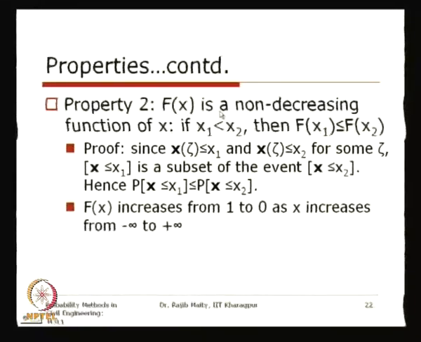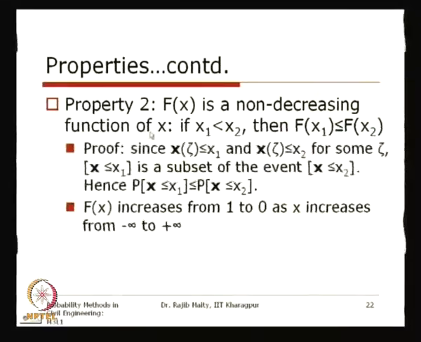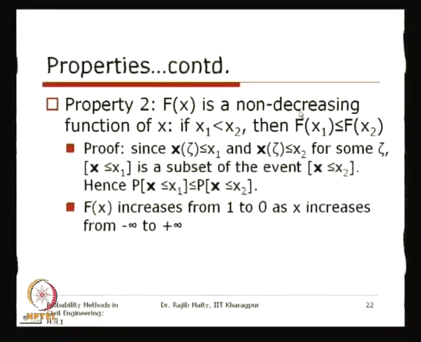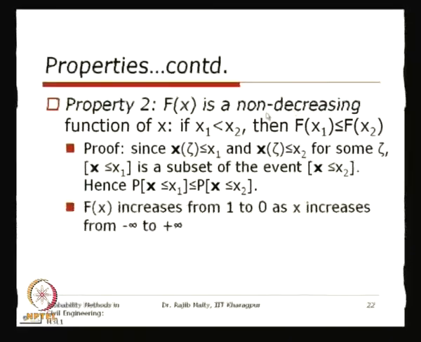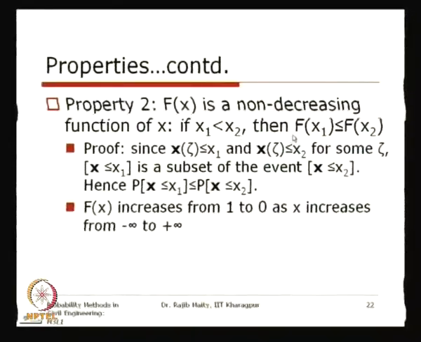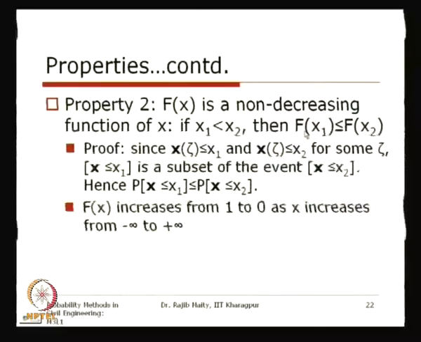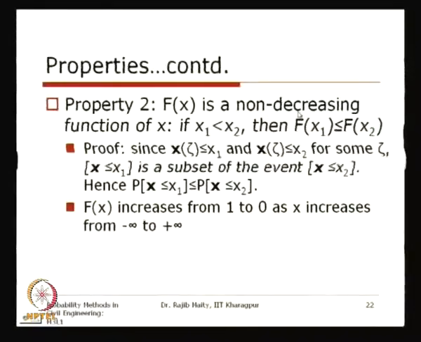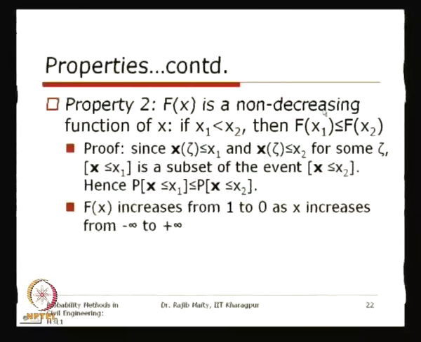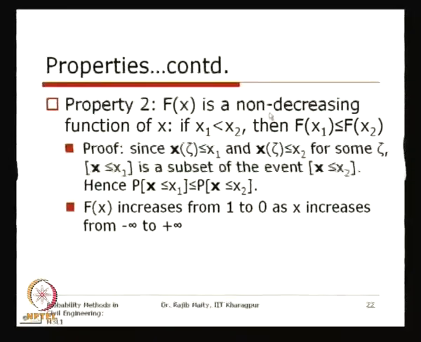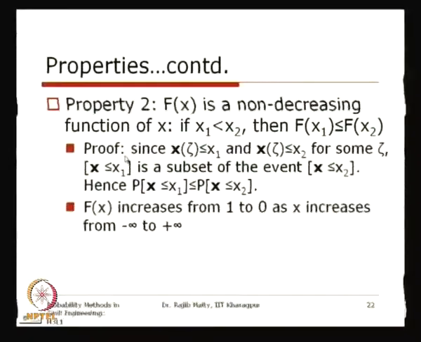Second property: F of x is a non-decreasing function of x, that is, a monotonically increasing function, which is the word that we used a few slides previously. It says that if x1 is less than x2, then always F of x1, the value of the distribution function at x1, is less than or equal to F of x2. So, it can never decrease. It will either be the same or it will increase, and that is basically what is known as monotonically increasing.